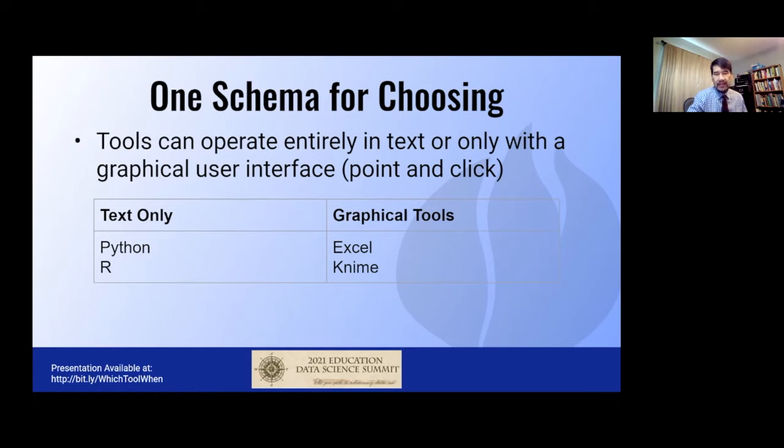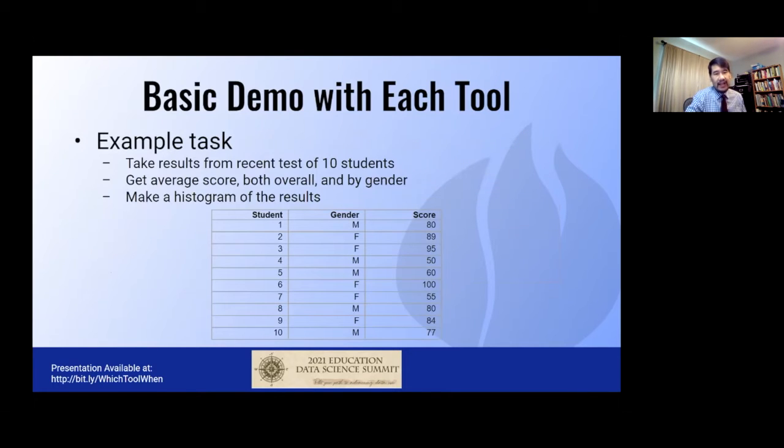Tools can operate in text or with a graphical user interface, point and click. So Python and R as programming or scripting languages might be in the text world, whereas Excel, which we know and love, or Knime, would live in the graphical world. What I'm going to do right now is play a short video of me doing the same exact thing in those different tools, except for Knime. I didn't do Knime. That's a lie.